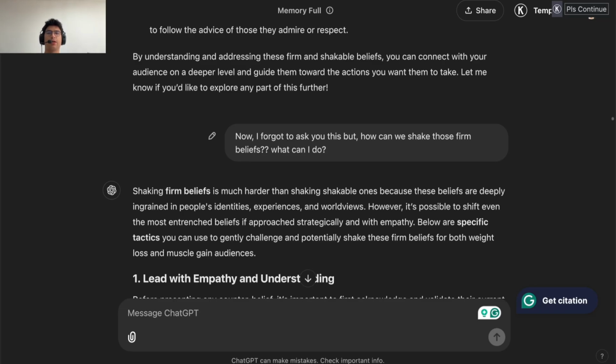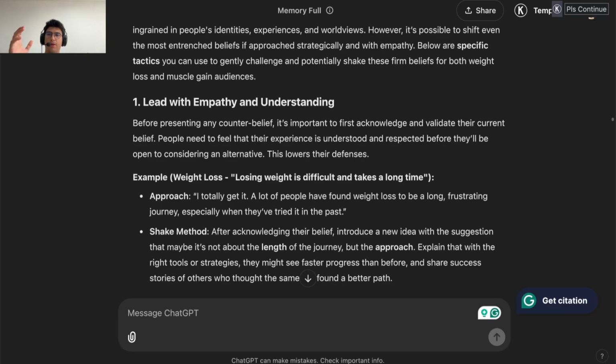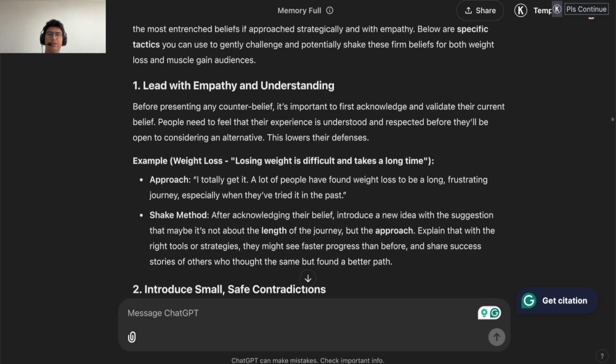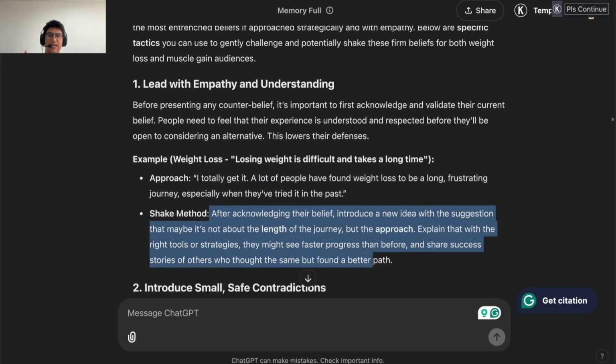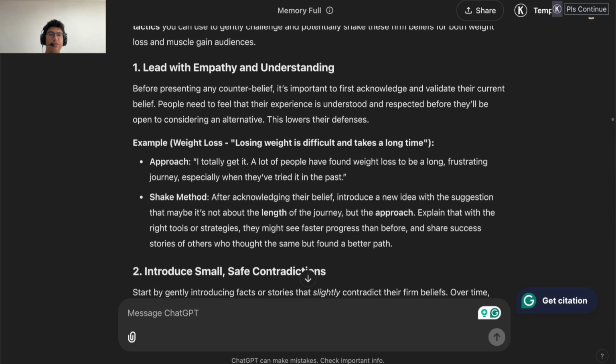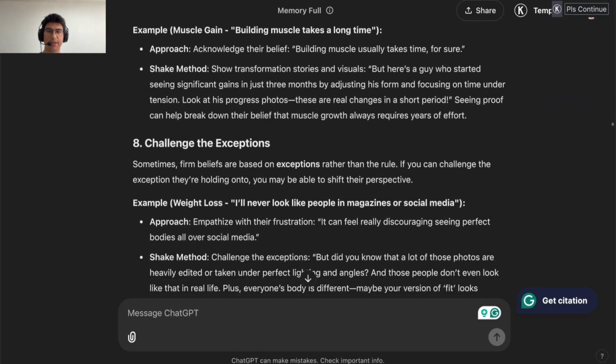Now, the next part is, if you don't know how to shake those beliefs, as I didn't know right here, you can ask ChatGPT. I forgot to ask you this, but how can we shake those firm beliefs? And it's gonna give you a lot of information. For example, for losing weight is difficult and takes a lot of time, you can say this, and also here's the shake method. Introduce a new idea with the suggestion that maybe it's not about the length of the journey, but the approach or the efficiency. So you're gonna have all of this right here, guys.